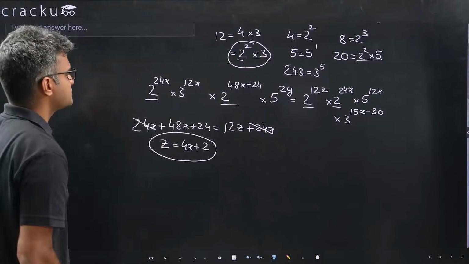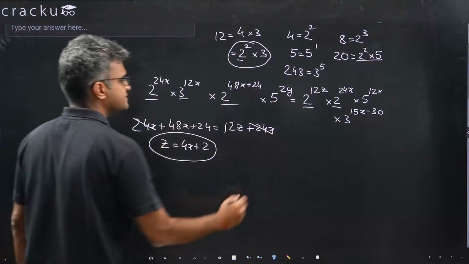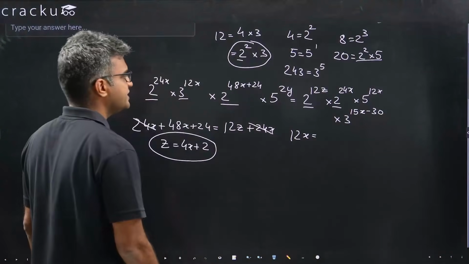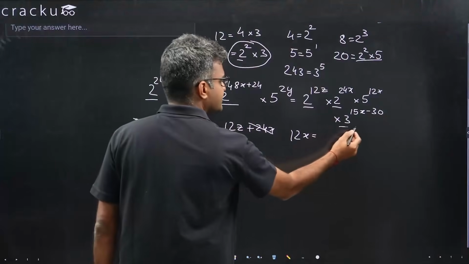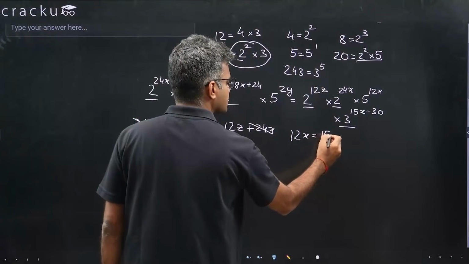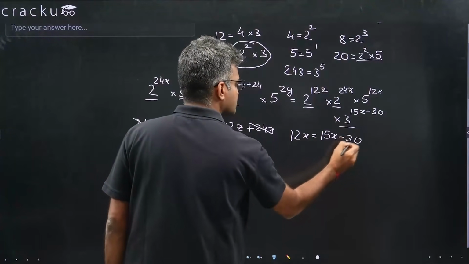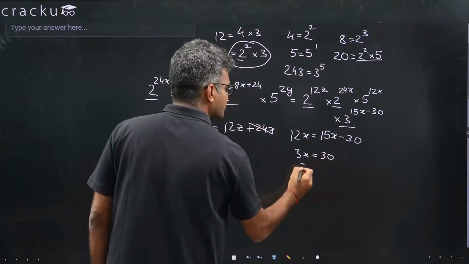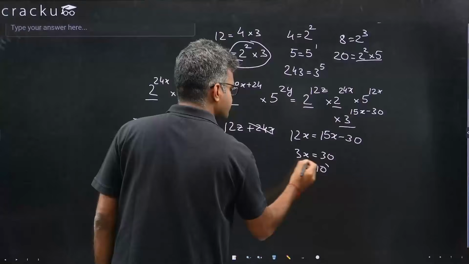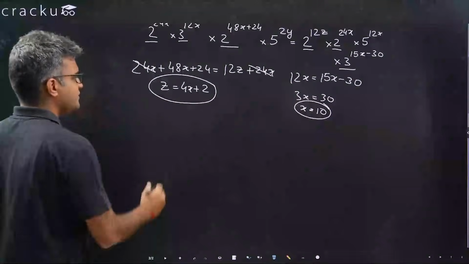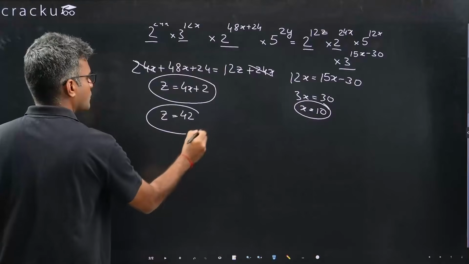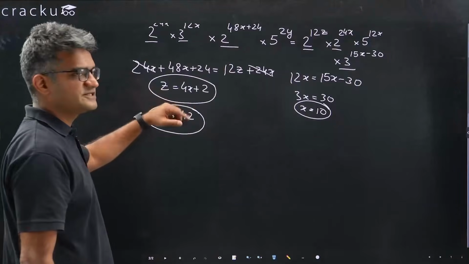If you are comparing the powers of 3, on the left hand side it is 12x. And on the right hand side it is 15x minus 30. So 3x is equal to 30, or the value of x is 10. Therefore, the value of z is equal to 42, because z is 4x plus 2.